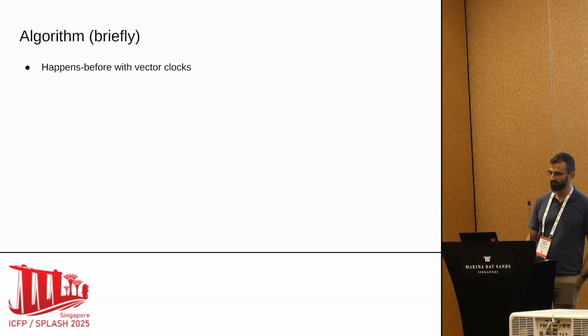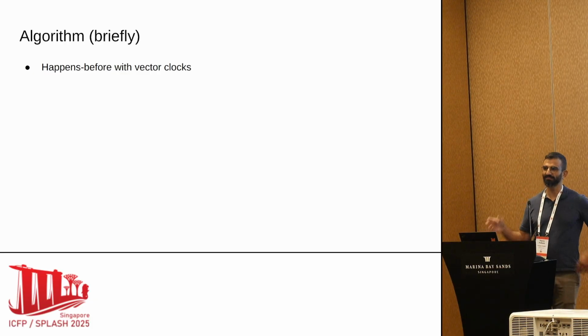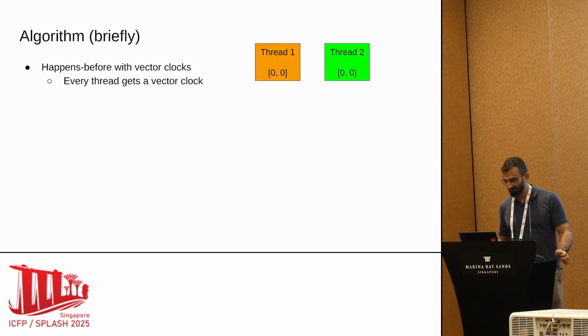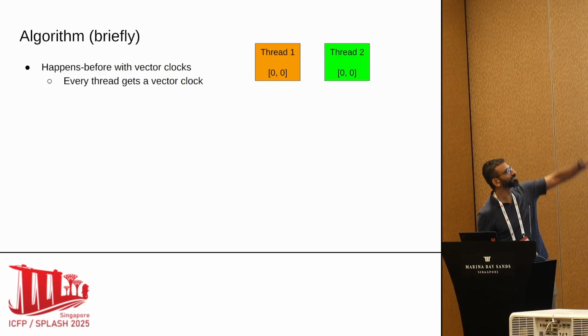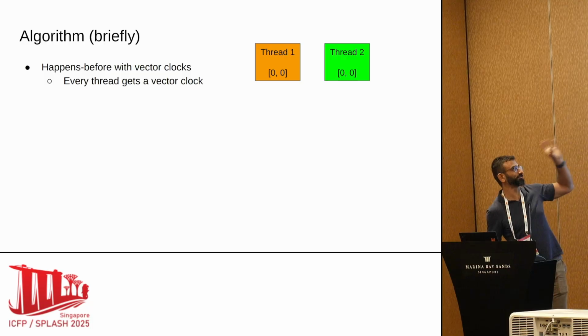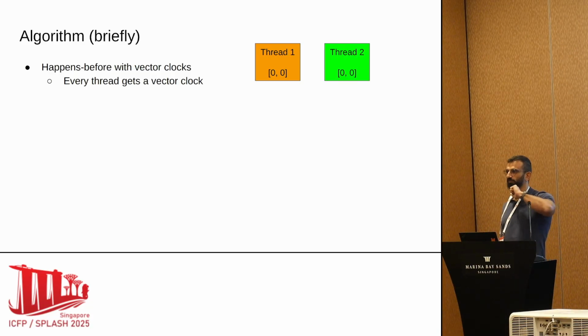This is not our idea, this is the algorithm used also by thread sanitizer, right? So we want to detect what happens before what, and by extension, what could happen in parallel, and thus is a race. Let's say you have two threads, and we give every thread a vector clock. And here, every thread has a vector clock where the first location is the clock that I know of. Let's say I'm thread 1. Thread 1 is at clock 0, and thread 1 knows that thread 2 is also at clock 0.